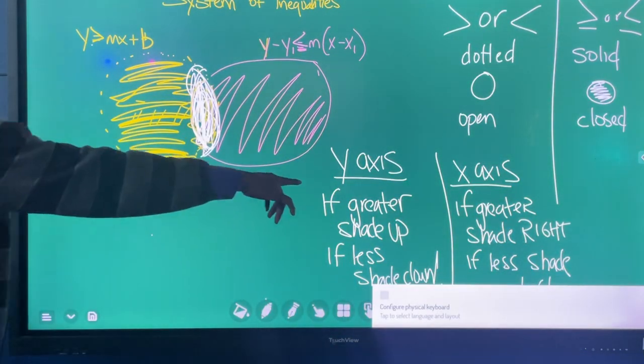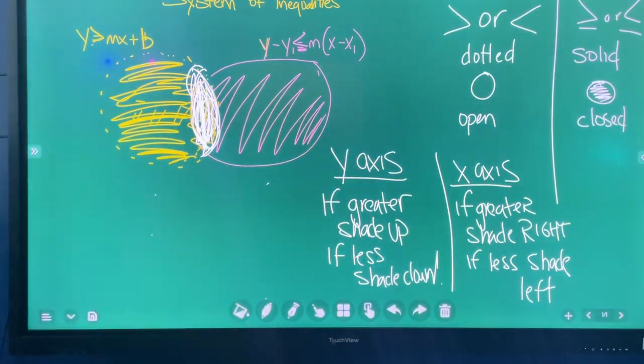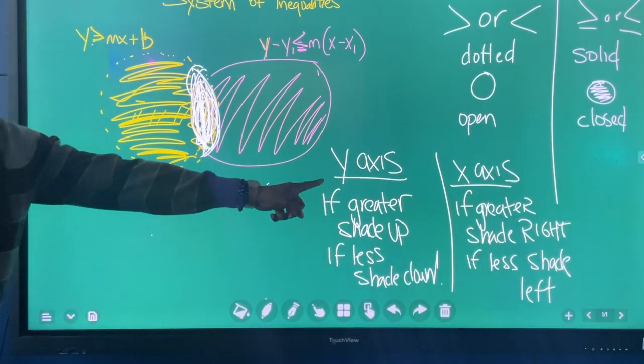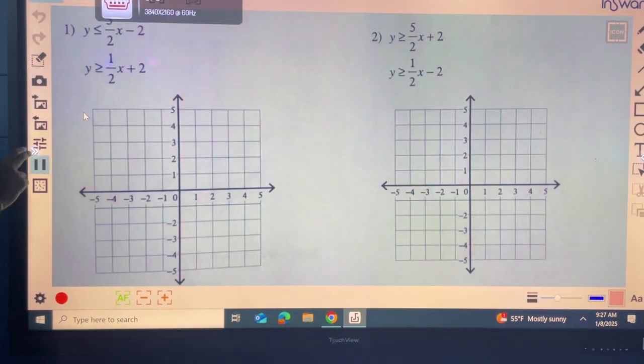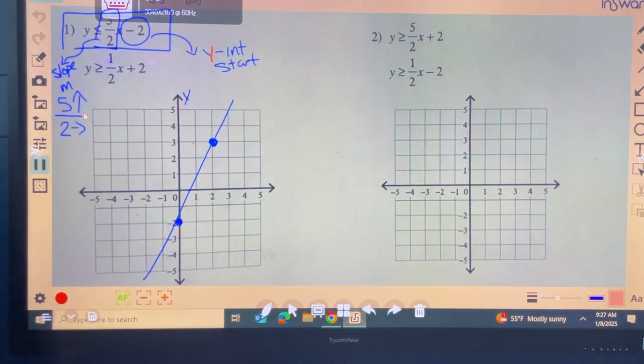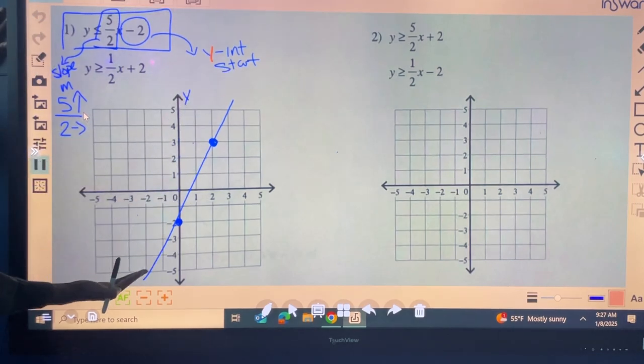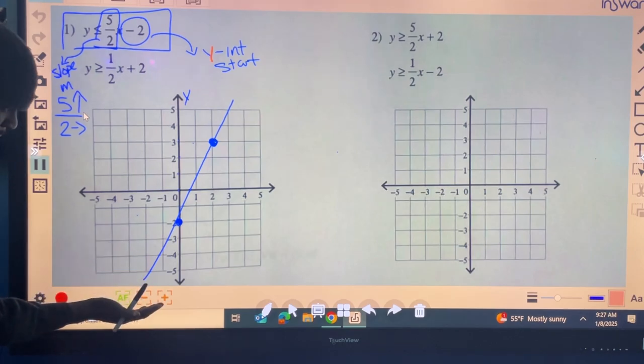What does the note say about the y-axis? If the letter is what? If it's less, shade down, and if it's greater, we what? Shade up. So, we already said, Hiro said this was y what? You said this was y is what? Less than. So, all of these from this solid line, I am shading where?